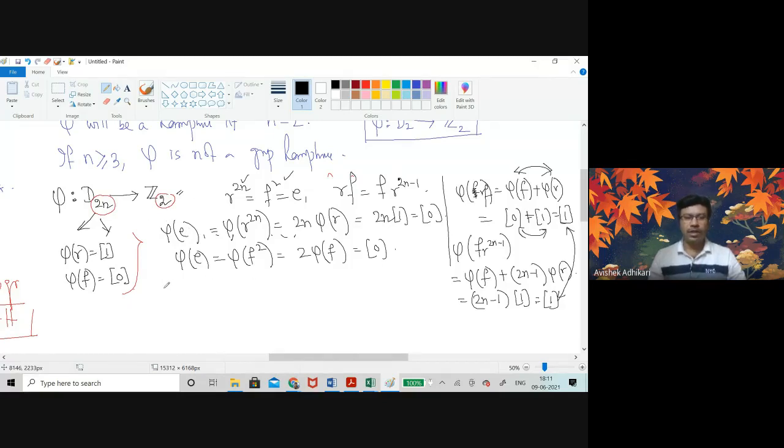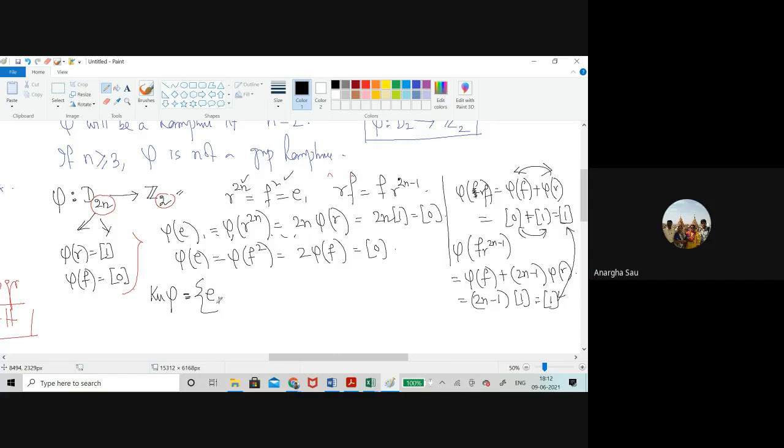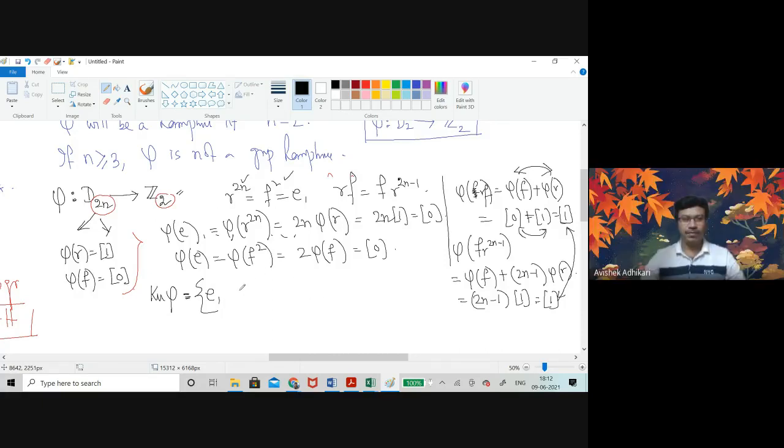Now can anybody tell me what is kernel of phi? Quickly. That will lead you to an interesting idea. What is kernel of phi? Okay, let's see. I am giving you a hint: e is already there. So e and f. Yes, sir. Anything else? Will r square be there? Yes, r squared will also be there.